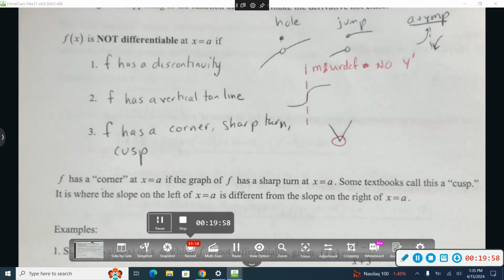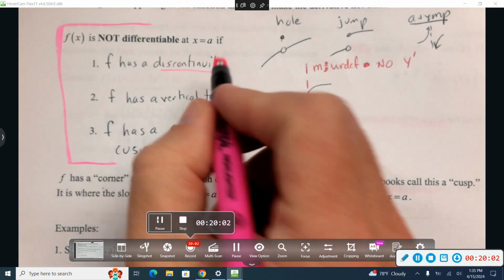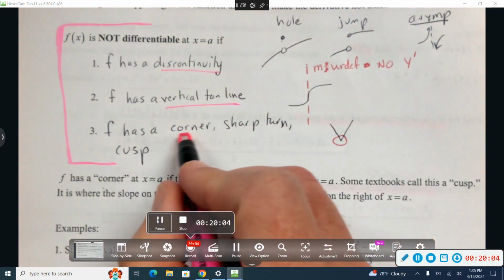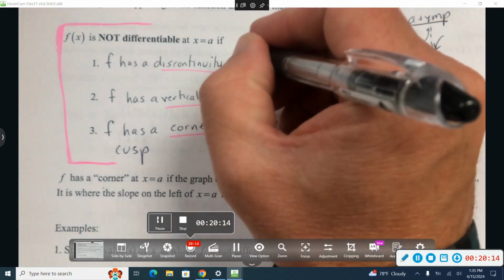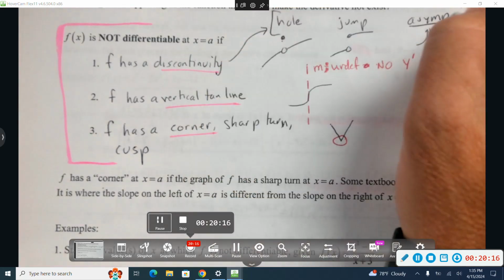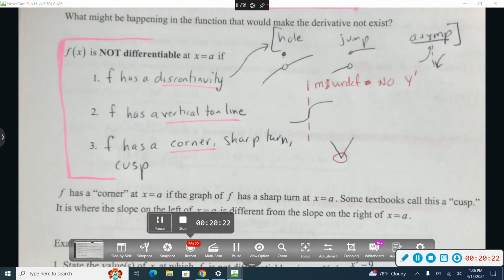Okay, so the three not differentiability spots are discontinuity, vertical tangent line, and corners or cusp or sharp turns, whatever you want to call them. And again, this is a little bit weird maybe because within the discontinuities are holes, jumps, and asymptotes. So kind of like a Venn diagram situation here.